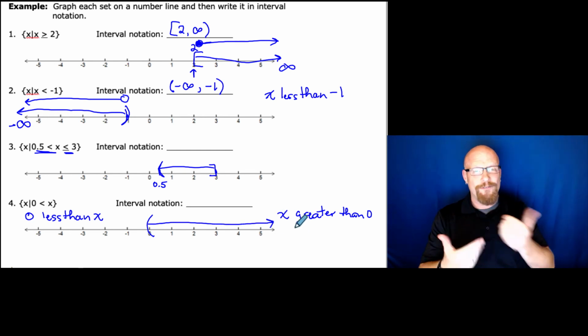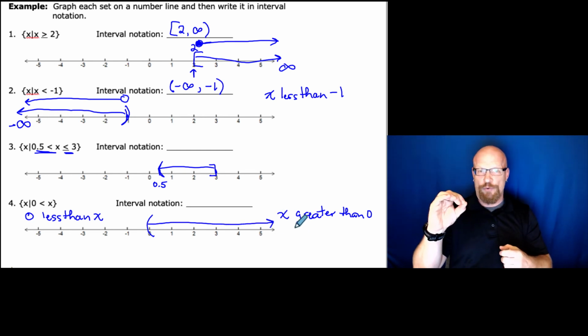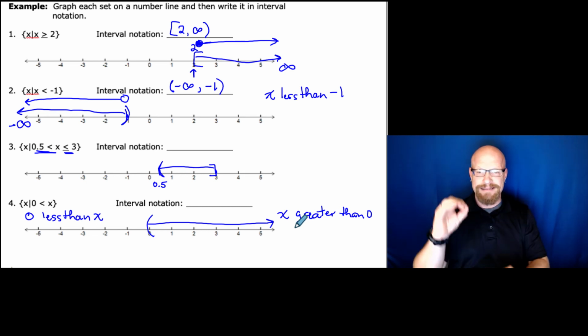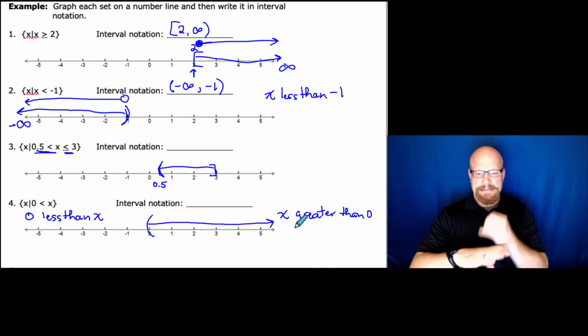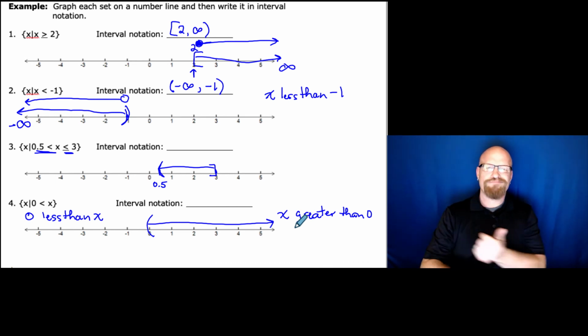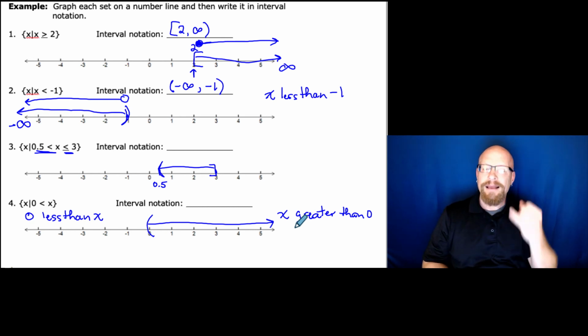Now I told you to be careful. I almost made the mistake. 0 less than x. Okay, I always think less than is left, but really 0 is the lowest value. So it's 0 and up. So it's 0, 1, 2, 3, 4, 5, moves to the right.